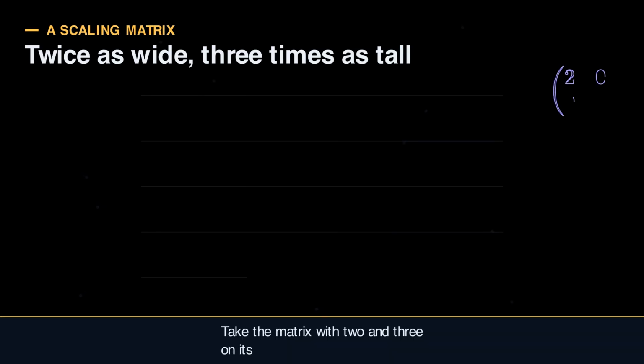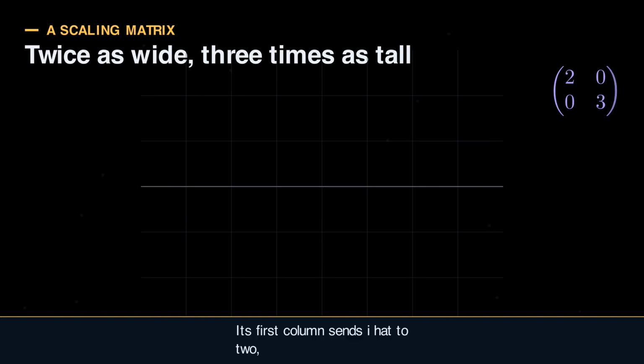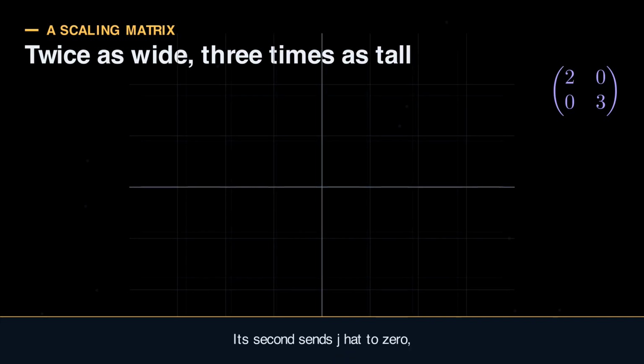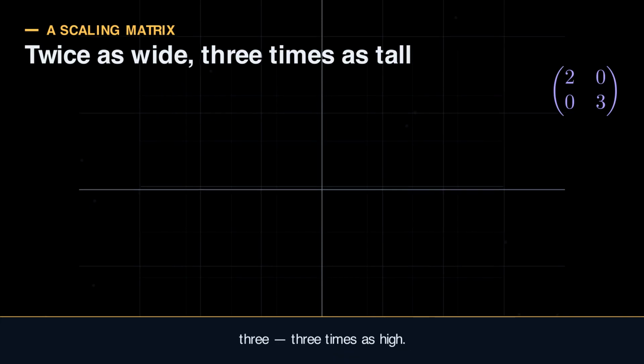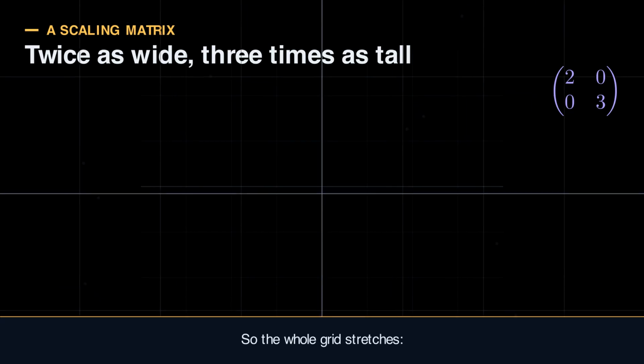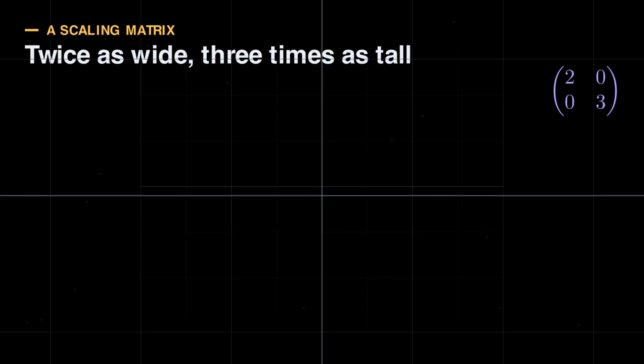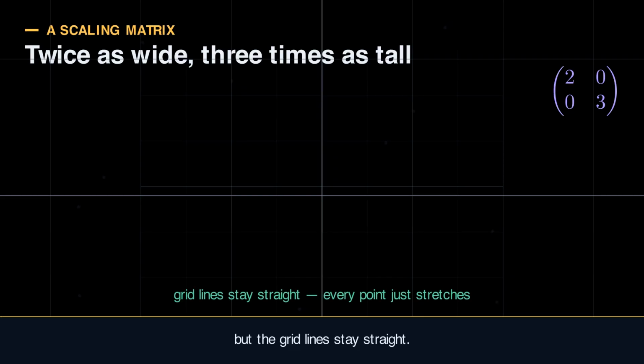Let's watch a real one. Take the matrix with 2 and 3 on its diagonal. Its first column sends I hat to 2, 0, twice as far right. Its second sends j hat to 0, 3, three times as high. So the whole grid stretches, twice as wide, three times as tall. Every point moves, but the grid lines stay straight.